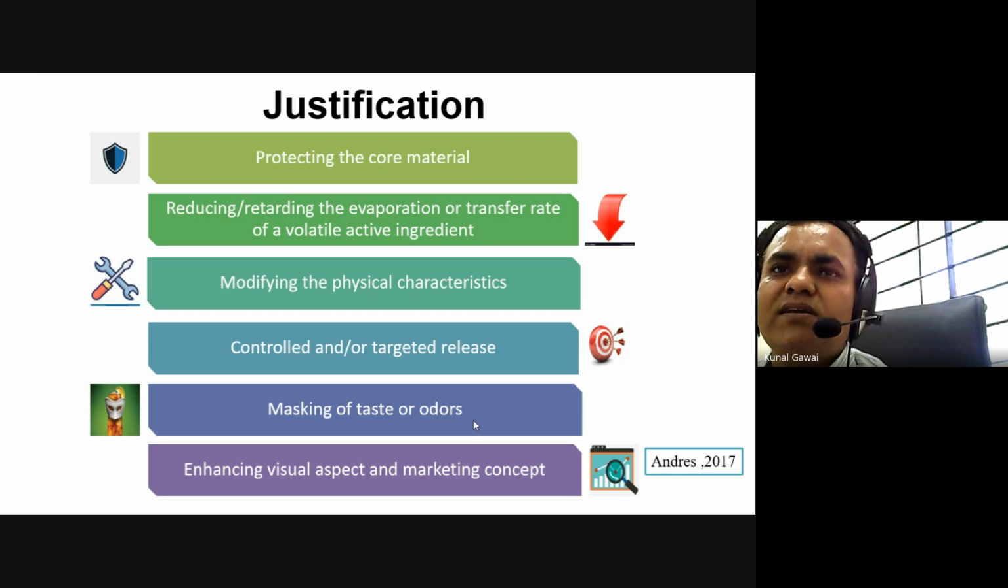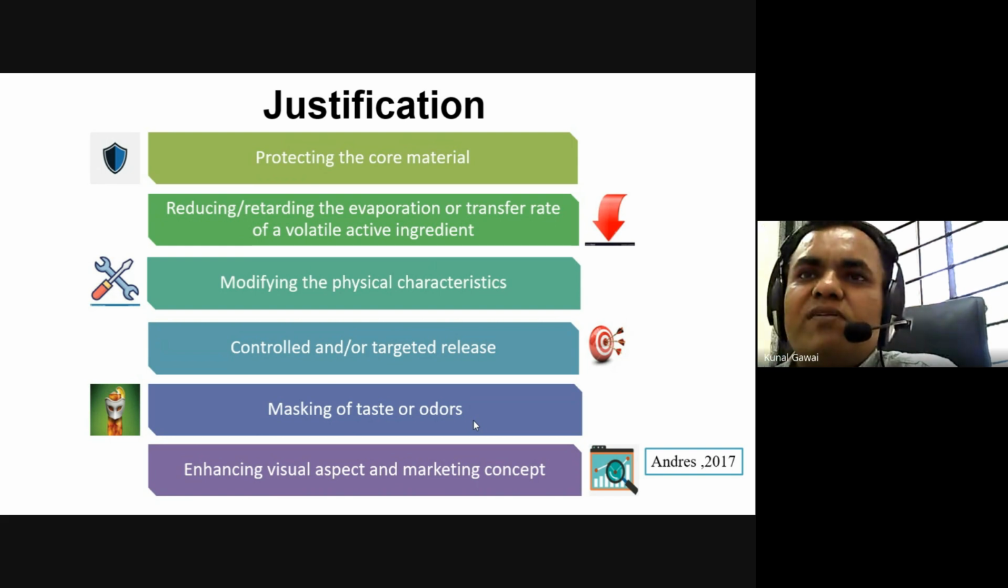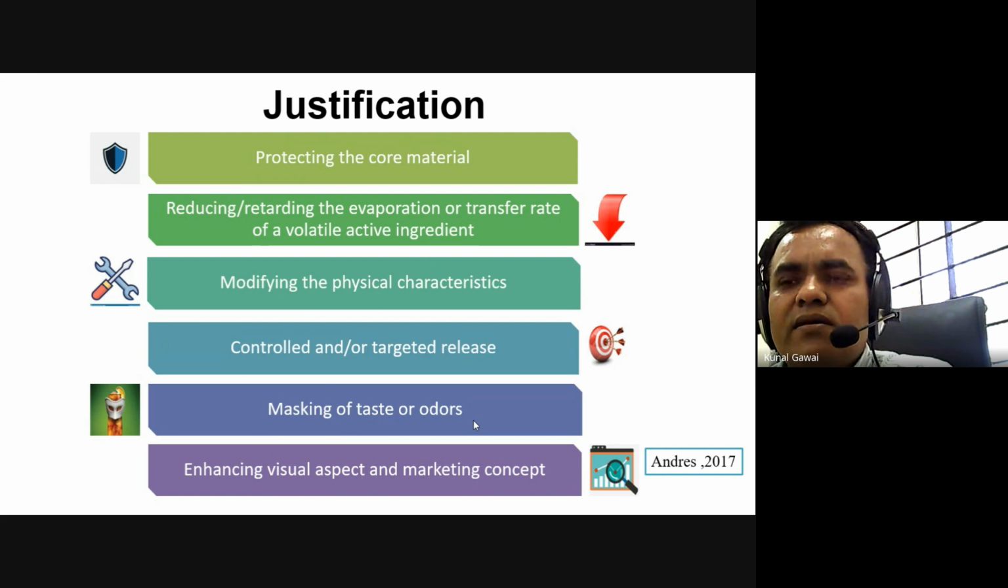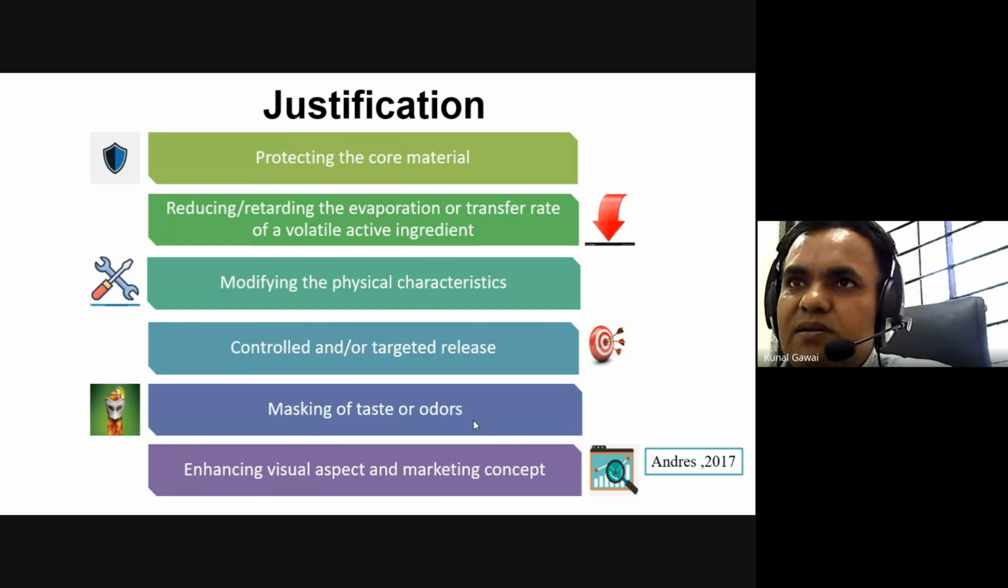Then modification of physical characteristics in certain circumstances. If an ingredient is in liquid form, or some are volatile, we have to provide them one specific condition, which may be in the form of a core, and within that core these bioactive compounds will be there. And there is targeted or controlled release of these ingredients, not releasing the whole material at the same time, but at a specific location. This is an important target area. And masking taste and odor, as we just discussed, and enhancing visual aspect or marketing concept. So these are a few justifications on the basis of which the microencapsulation concept was developed.